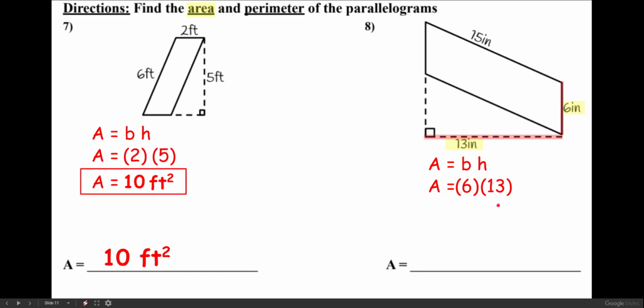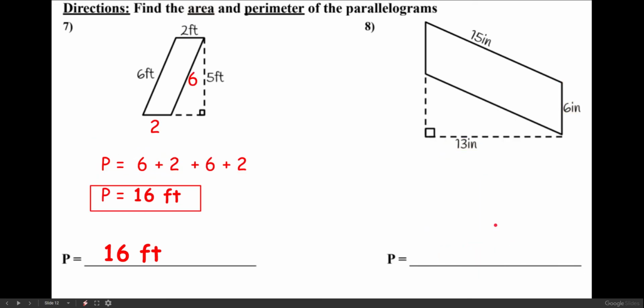Now, some people wonder, what if I do 13 times 6? Will that mess up the answer? No, it will not. When it comes to multiplication, order does not matter. Whether you multiply 6 times 13 or 13 times 6, you're going to get the same answer, which is 78. Go ahead and try it on your calculator. You'll see it ends up with 78. Anyhow, 78 what? Well, it's in inches, and we are measuring area, so it should be inches squared.